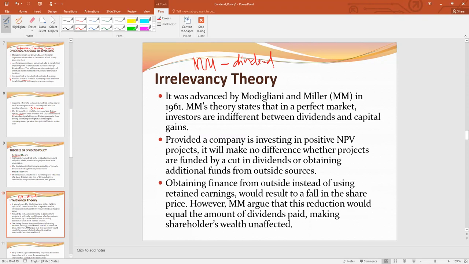At the end of the day, either you pay the dividend or you don't pay the dividend, it does not matter.